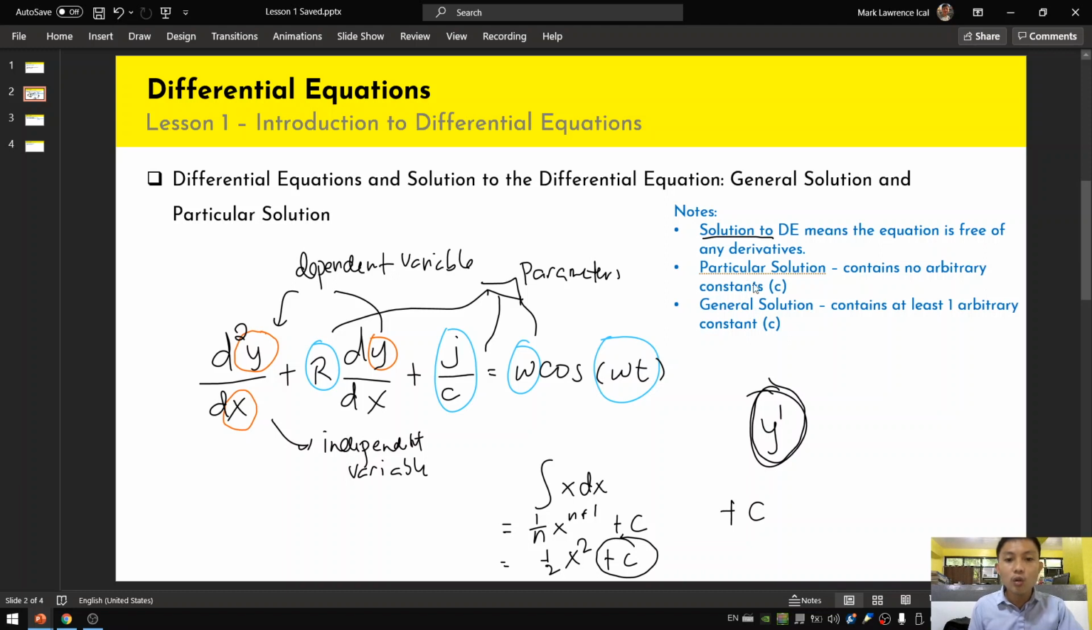Okay? So how about a particular solution? The particular solution contains no arbitrary constant c. So what it means is when you see an equation, the topic is DE, there is no c. However, when we say general solution, it has at least one c.